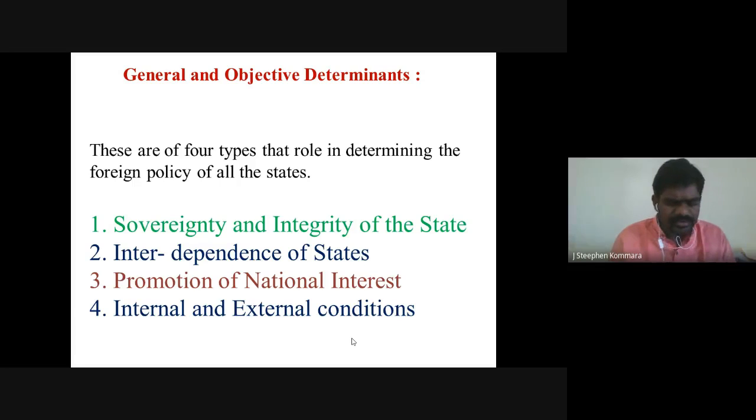So the policy of safeguarding the interest of the citizens inside or outside the state, it is known as the policy of prestige. This is the sovereignty and integrity of the state. And number 2, interdependence of states. So all the states, big or small, rich or poor, they are dependent on one another for one reason or another.